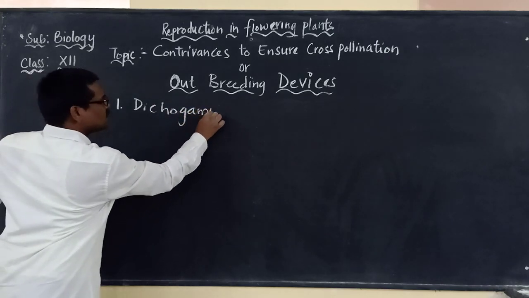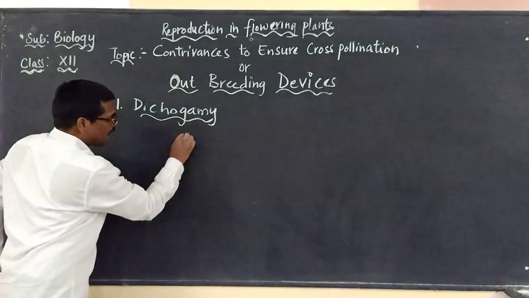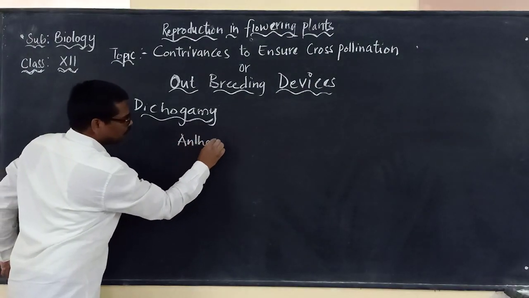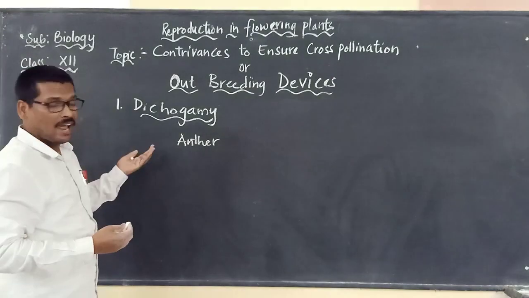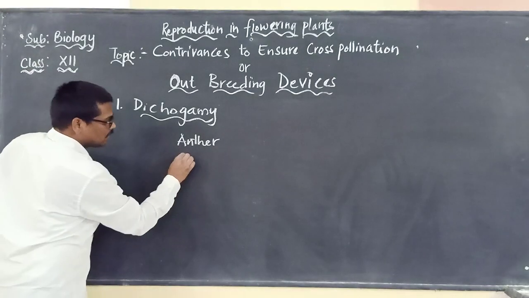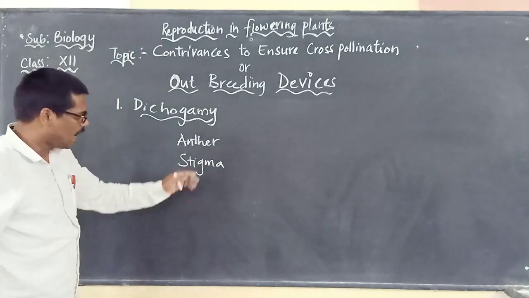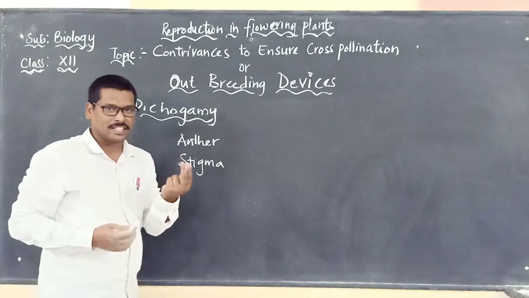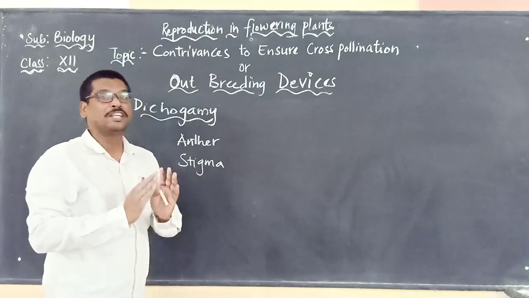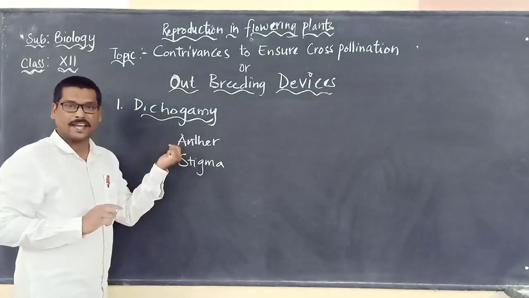What do we mean by dichogamy? Dichogamy means that there is an anther, otherwise called the stamen, and the pistil, whose part is the stigma. The anther and the stigma present in a bisexual flower will not mature at the same time.